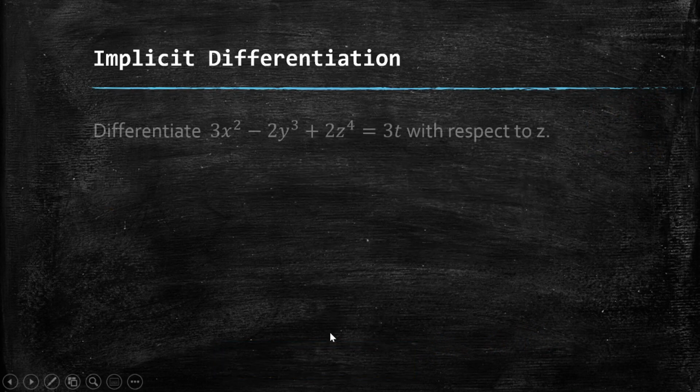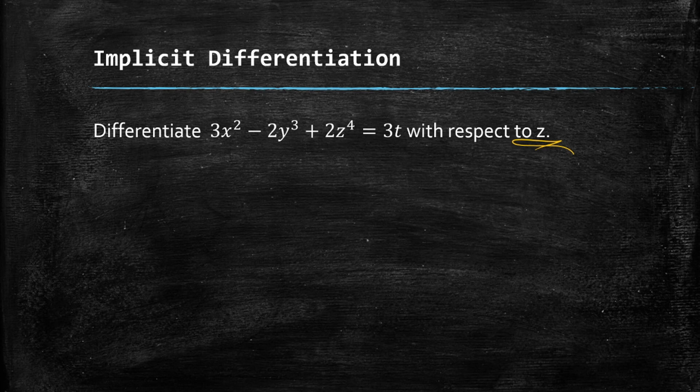Okay, so let's have another example. For example, you are asked to differentiate the equation 3x squared minus 2y cubed plus 2z to the power of 4 equals 3t with respect to z. So again, just get the derivative with respect to z. How many variables do we have? 1, 2, 3, 4. So we have 4 variables here, and we don't know which is the input or the output of the function. Of course, this is not a function, this is an equation.